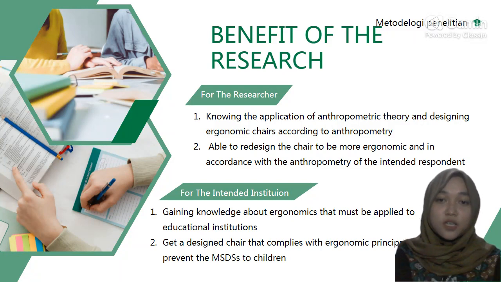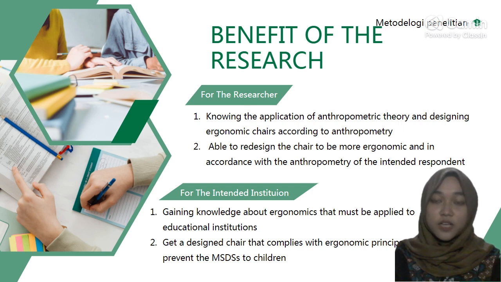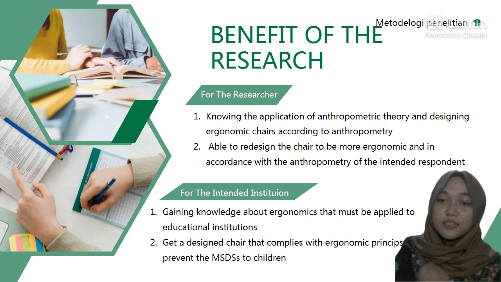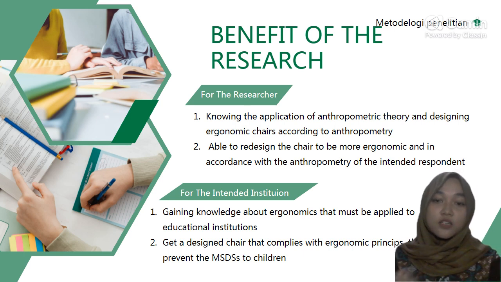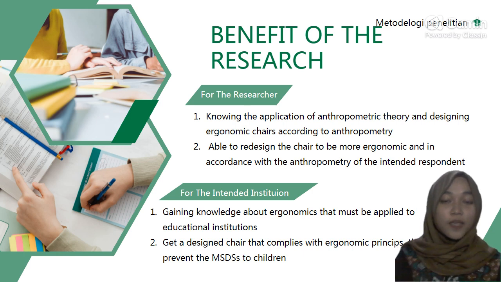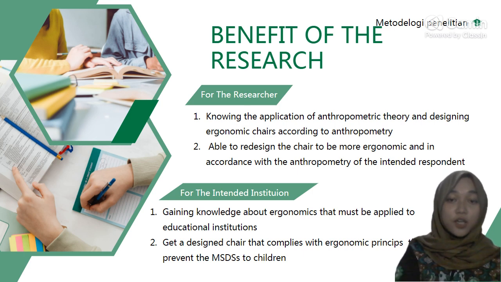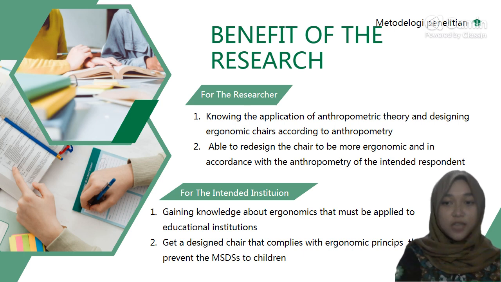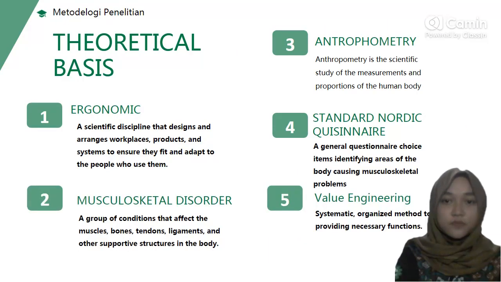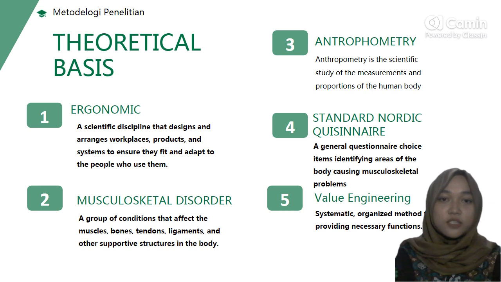It's divided into two. The first benefit is for the researcher. They come to know the application of anthropometry theory in designing a chair, and are able to redesign the chair to be more ergonomic according to the anthropometry of the respondents. For the intended institution, the benefit is gaining knowledge about ergonomics that must be applied in all education institutions, and getting a designed chair that already complies with ergonomic principles that will prevent MSDs in students or children. In the next slide, we will see the theoretical basis.